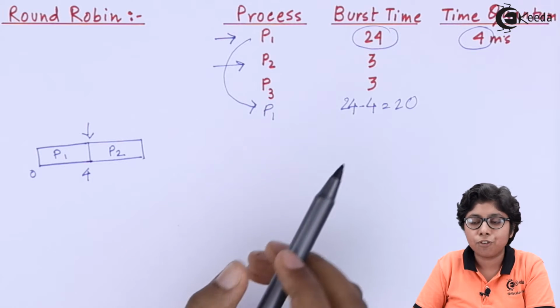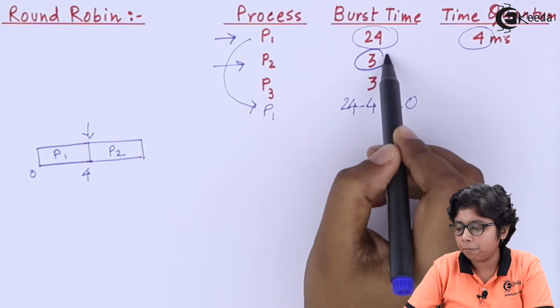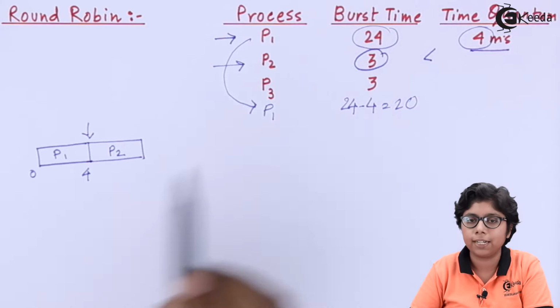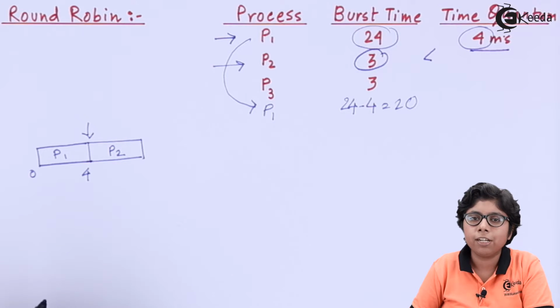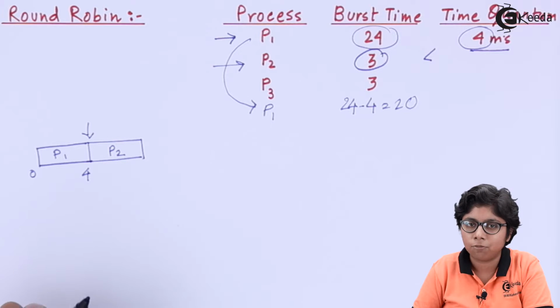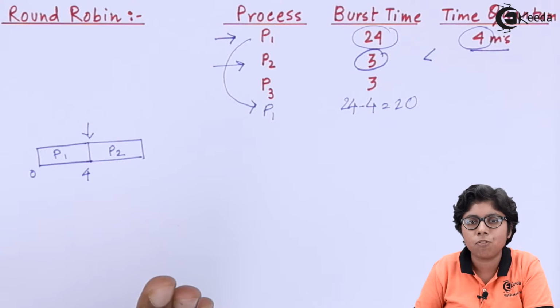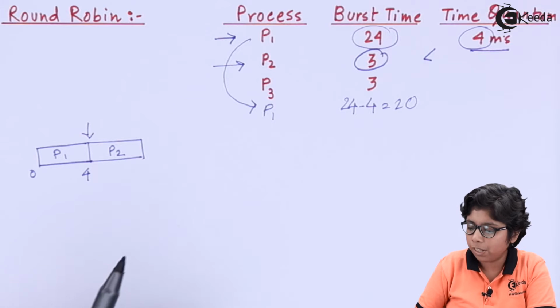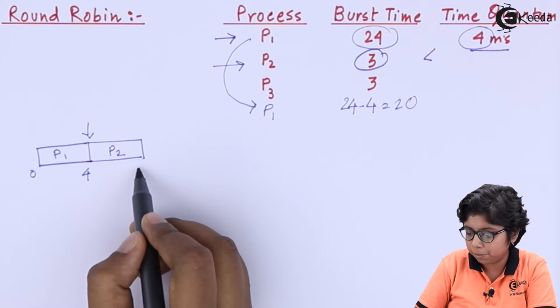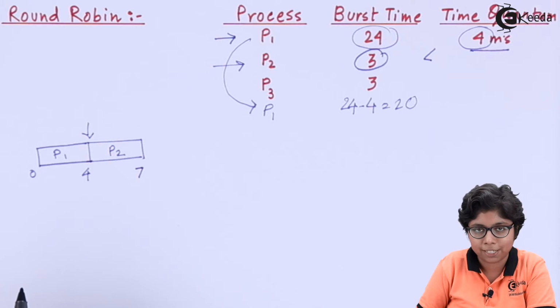Here, as in the first case, the CPU burst time is less than 4 milliseconds, which is the time quantum. So it will complete all its execution in 3 milliseconds, which is less than the time quantum, and release the CPU for the next process. So it will be allocated 3 milliseconds and complete its execution in 7 milliseconds.